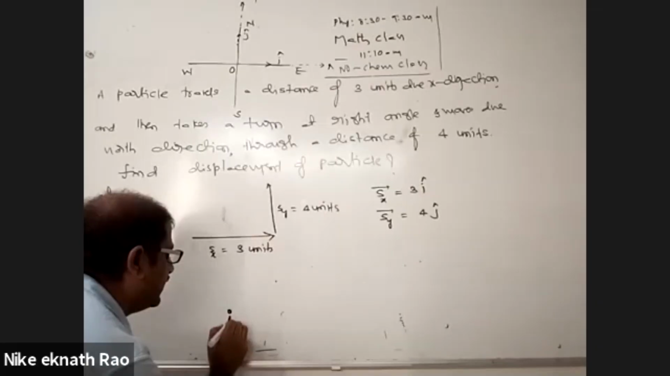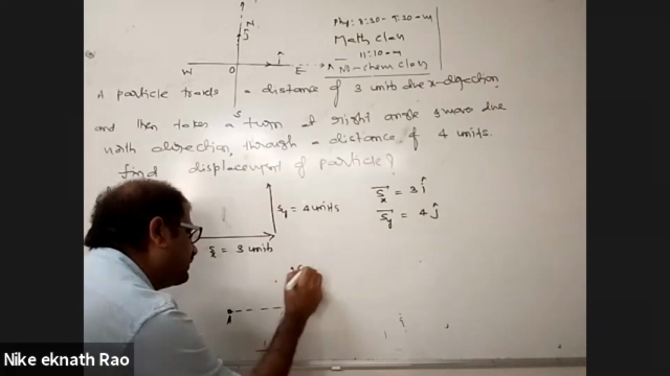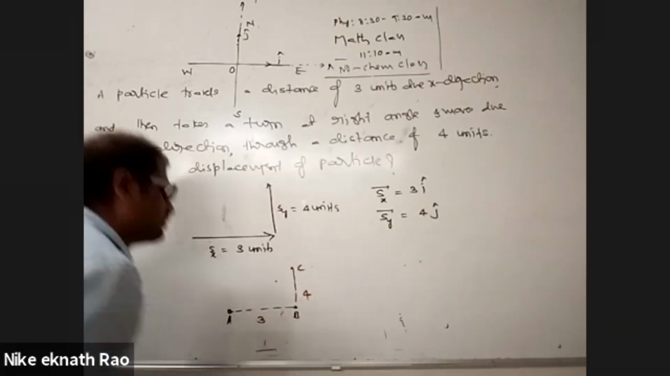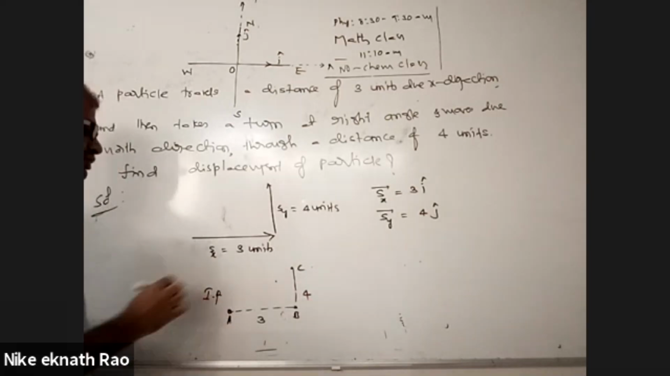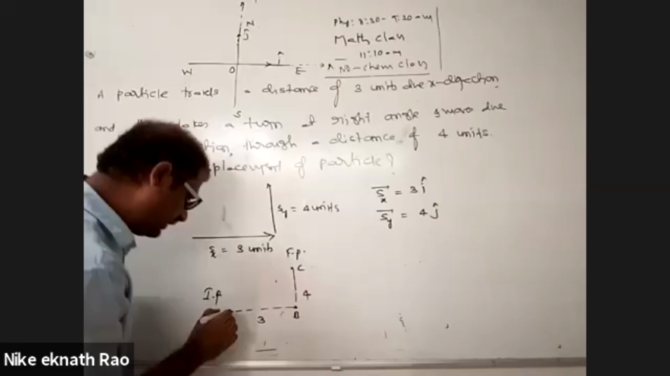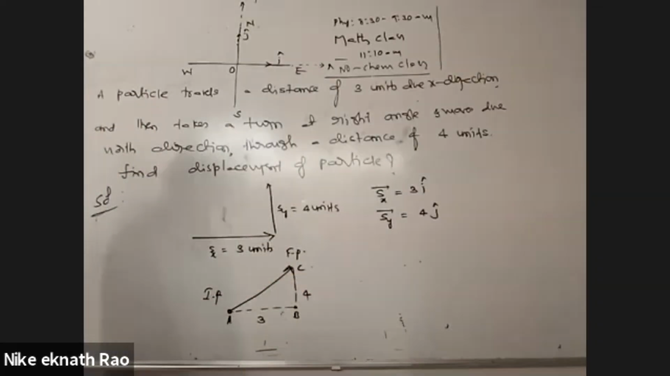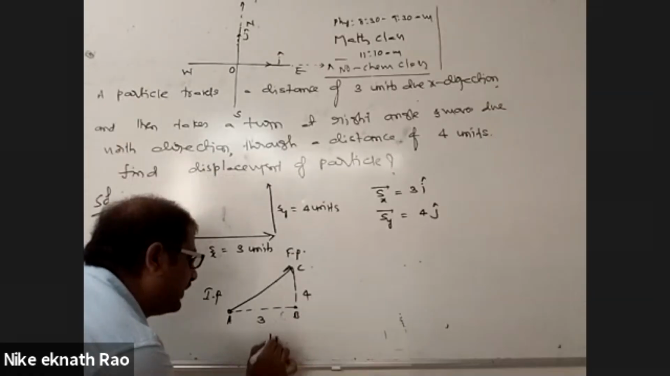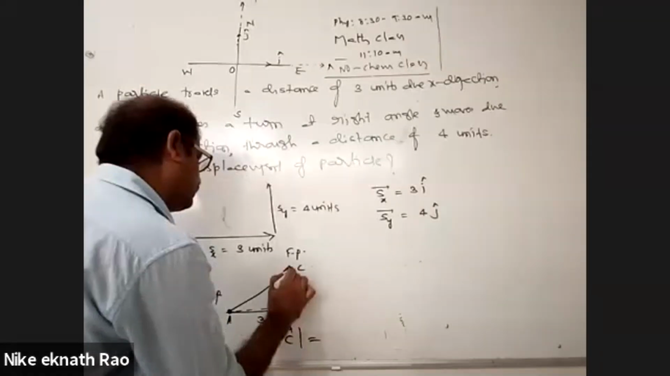You can see this particle initially at A, it has gone to B, and gone to C. This is 3 units, this is 4 units. What is the initial position? Initial position is this one. This is the final position. What is displacement? Directed line segment joining initial point to final point. So what is displacement here? Magnitude of AC. How much is the magnitude of AC here? 5 units.